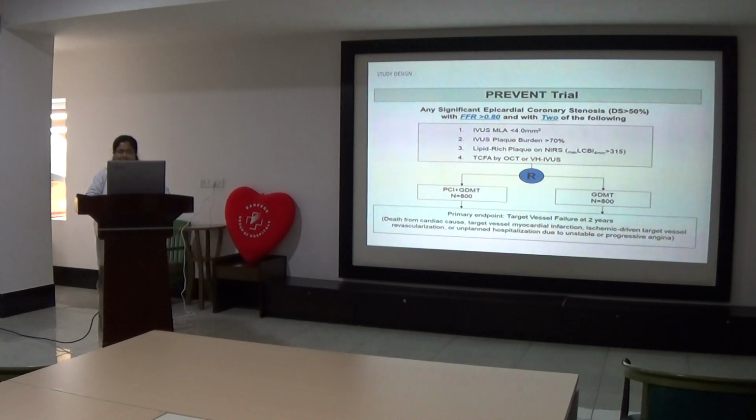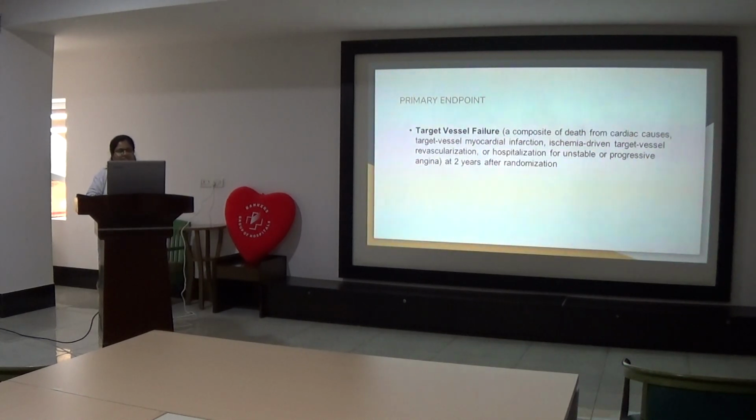And again, mentioning the primary endpoint, target vessel failure. Its main thing is this: a composite of death from cardiac causes, target vessel MI, ischemia driven target vessel revascularization, or hospitalization for unstable or progressive angina 2 years after randomization.